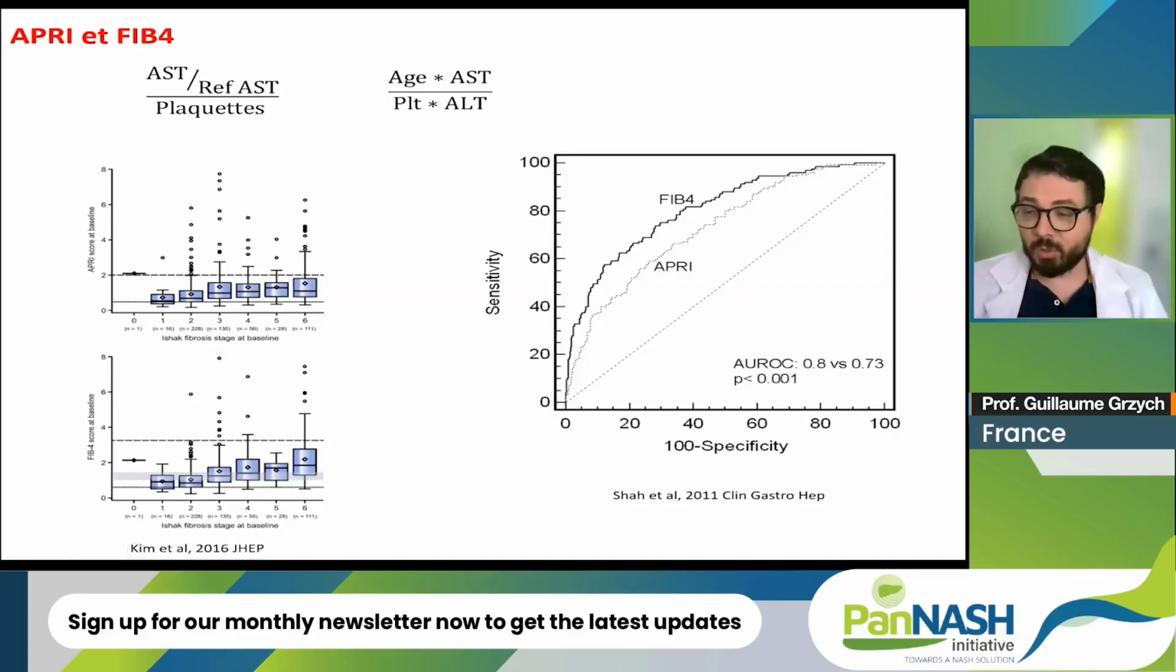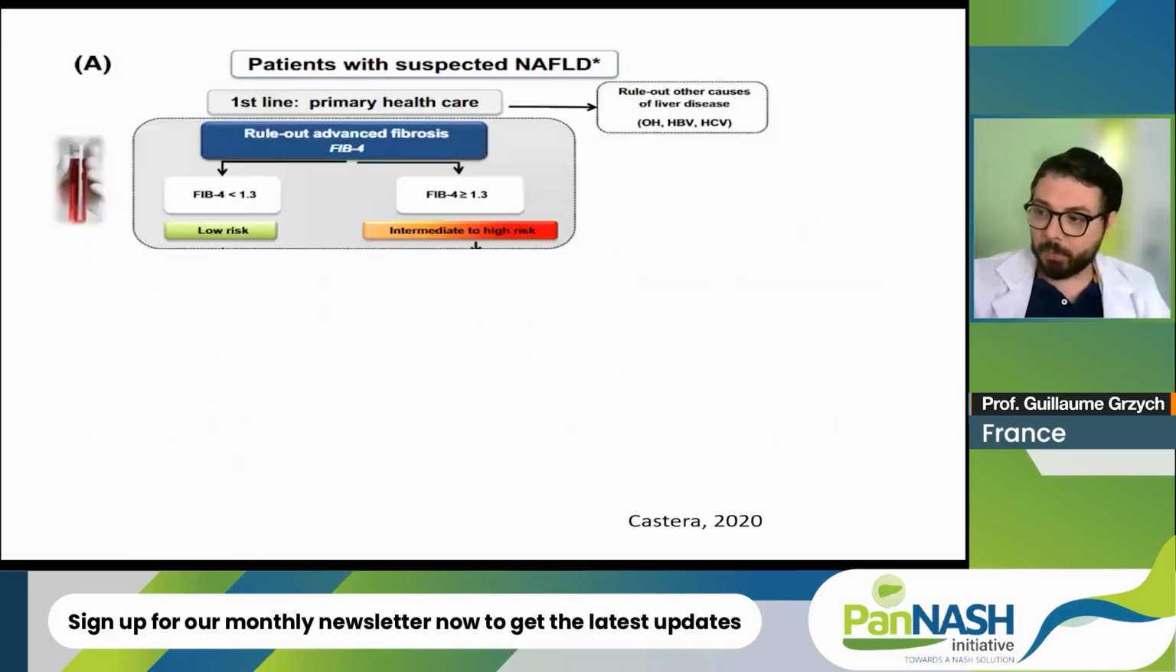So just two measurements here: the age of the patient, with good performance. The FIB-4 is recommended by societies such as the EASL in Europe to screen for hepatic fibrosis in some patients. This is a recent paper published by our colleague Laurent Castera on the use of FIB-4 for patients with suspected NAFLD. Remember, you don't have to perform it in the global screening population.